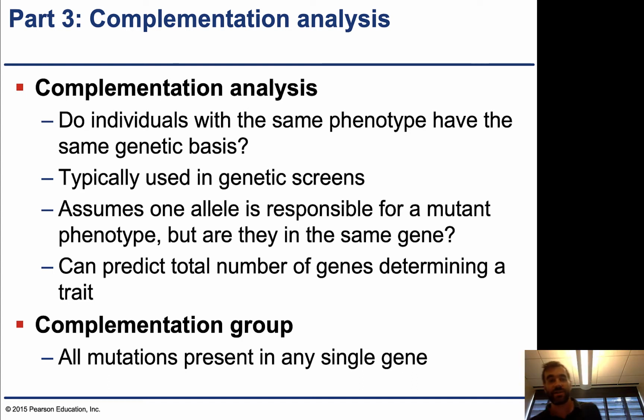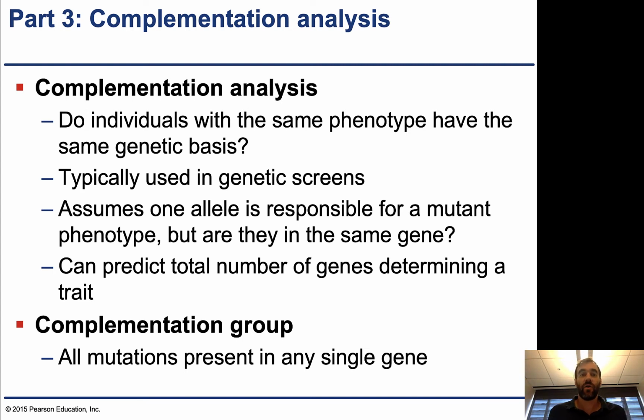So complementation analysis. Now we are moving to the question of whether individuals that have the same phenotype have the same genetic basis. If you're studying pea plants, and you have a dwarf pea plant, you've defined a gene called D, and you think you understand the genetic basis.